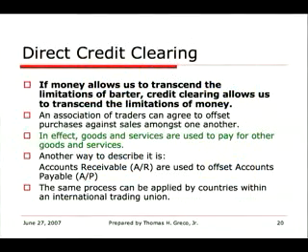So if money allows us to transcend the limitations of barter, credit clearing allows us to transcend the limitations of money. An association of traders can agree to offset purchases against sales amongst one another. In effect, whether we use money or not, goods and services pay for other goods and services. You sell what you have, you get money. You use that money to buy what you need. Money is just an intermediary. Another way to describe the direct credit clearing process is that we offset our accounts payable with our accounts receivable.